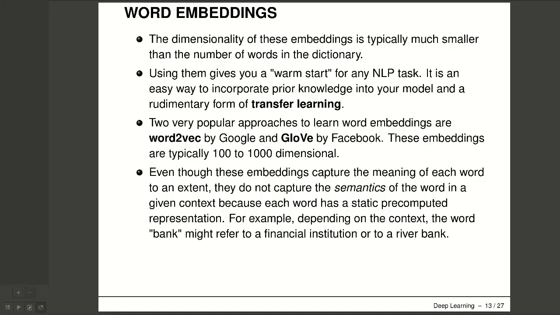Another point is that these embeddings can capture the meaning of each word to some extent, but they do not capture the semantics of the word in the given context, because each word has a static embedding. For example, depending on the context, the word bank can refer to a financial concept or to a river bank.